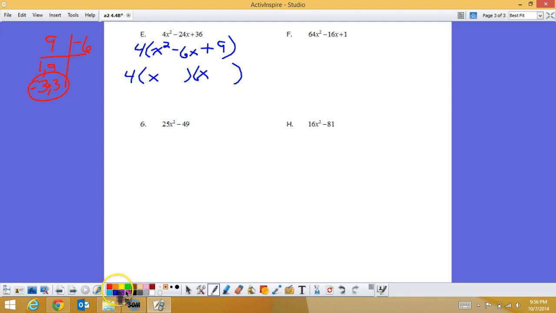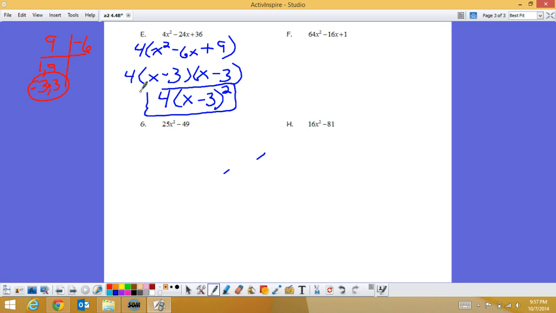So our two sets of parentheses are x minus 3 and x minus 3. And if you wanted to shorten that up a little bit, you could write that as x minus 3 squared, because anything times itself means squared. So you can shorten that up.